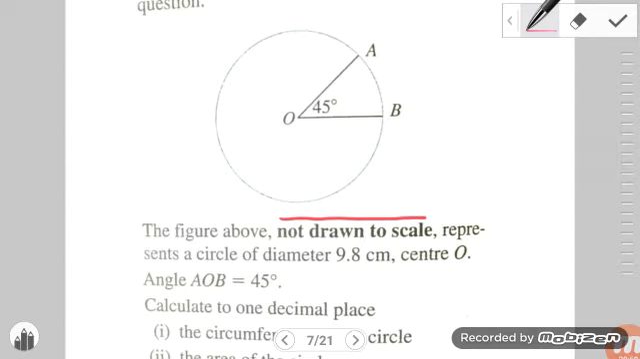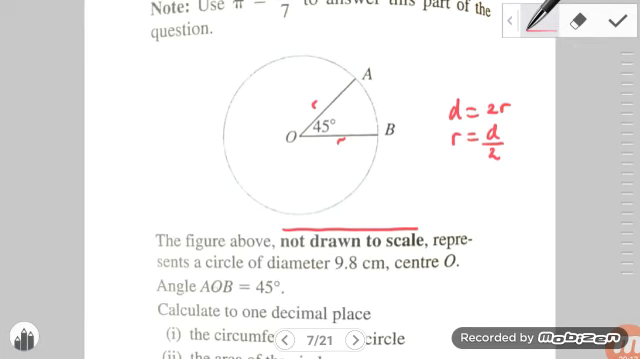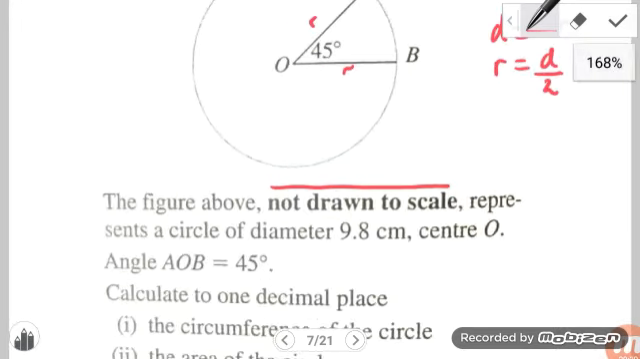So the figure above, not drawn to scale, represents a circle of diameter 9.8. We only literally have the radii here and here, and we have the diameter. And we know that D is equal to 2R, and we also know that R is equal to D divided by 2, diameter divided by 2. Alright? And center O and the angle AOB is 45 degrees.